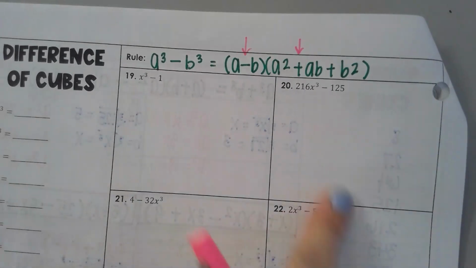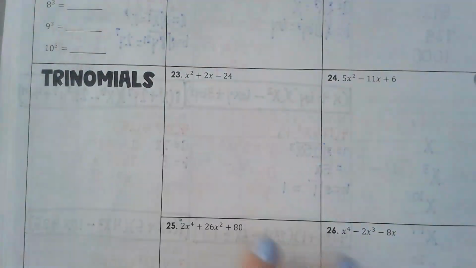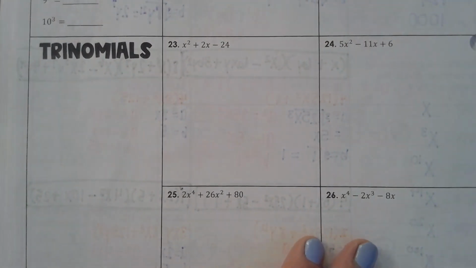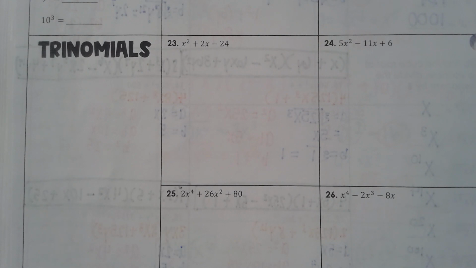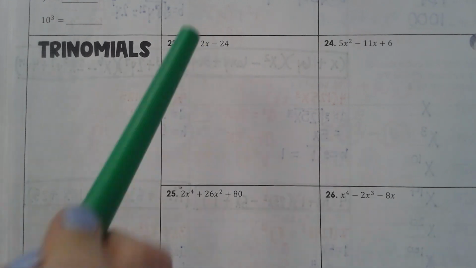So we're not going to do those four. But we are going to do the trinomials. I want to get through this one today. And pretty much what we've already done in quadratics. So 23 is going to be really easy.